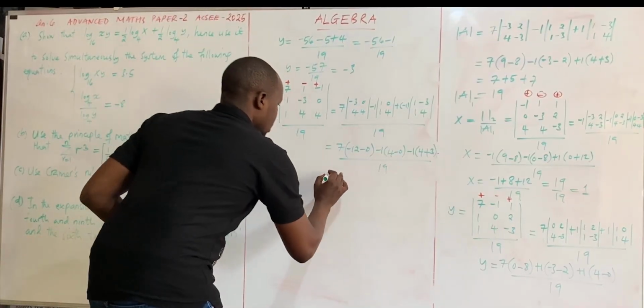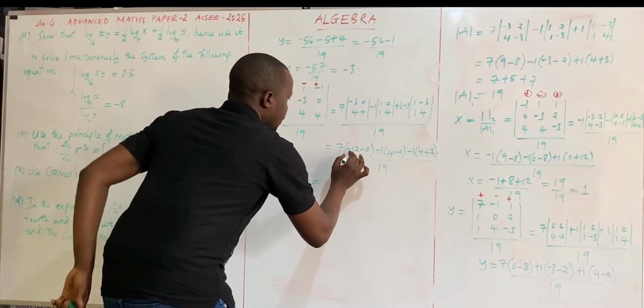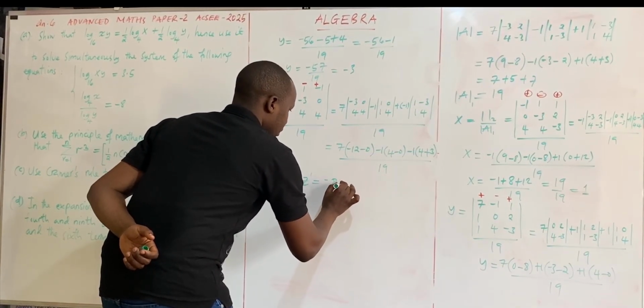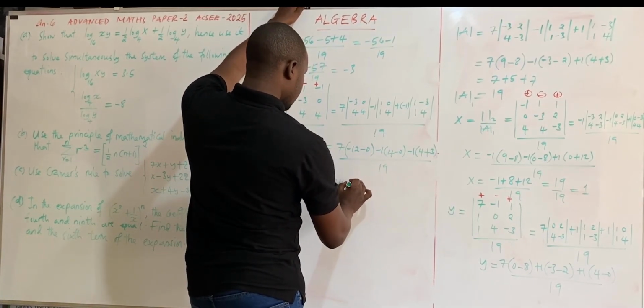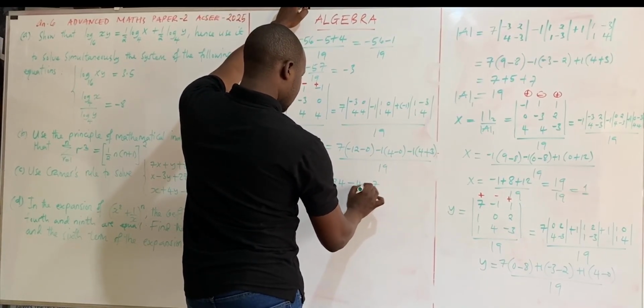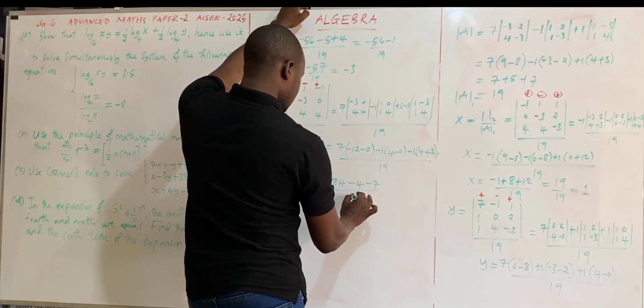Now z equals to what? Here will be negative 12 times this, we get negative 84. Here is 4, then we minus 4. Here will be 7, we minus 7, because 7 times negative 1 is minus 7, over 19.